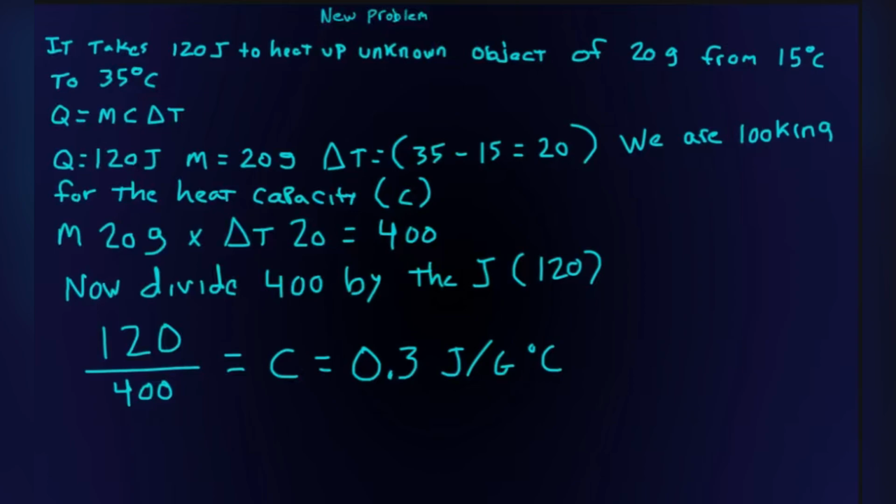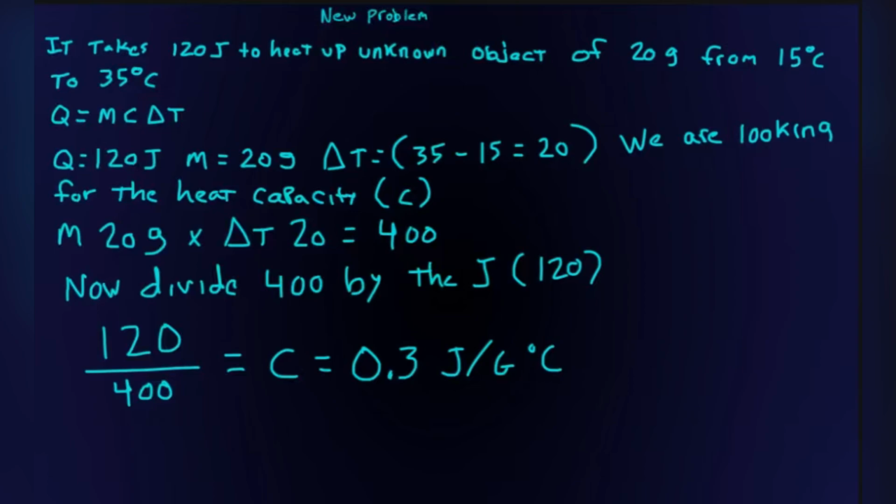So here's a different equation. We're trying to find the heat capacity of this object based on the information given. It takes 120 joules to heat up this unknown object of 20 kilograms, not grams, from 15 degrees Celsius to 35 degrees Celsius. We have Q, which is the amount of joules, 120, the mass, 20 kilograms, and delta T, the temperature change, going from 15 degrees Celsius to 35, so it's 35 minus 15, giving us 20.